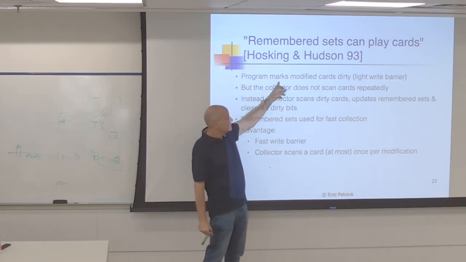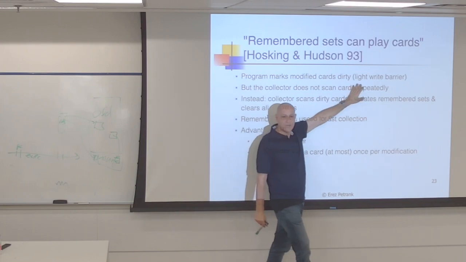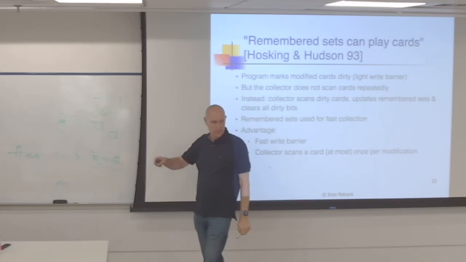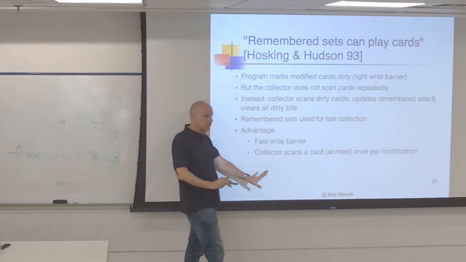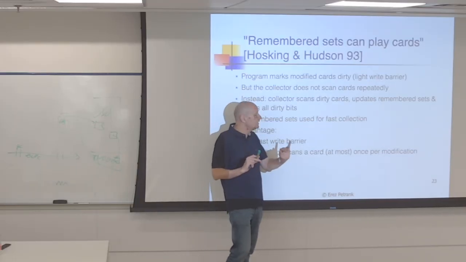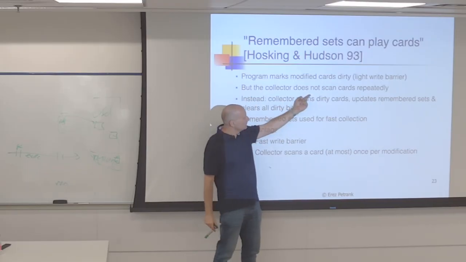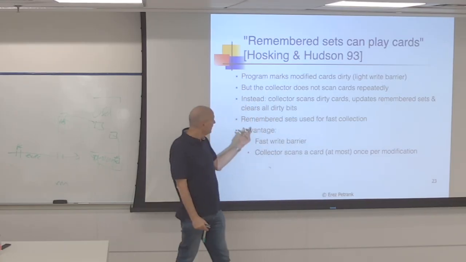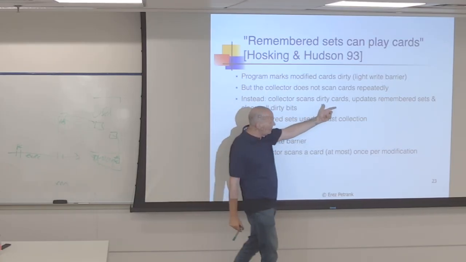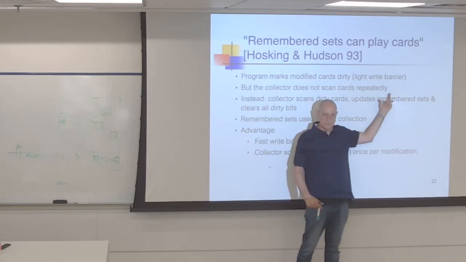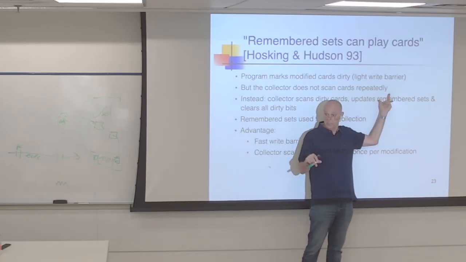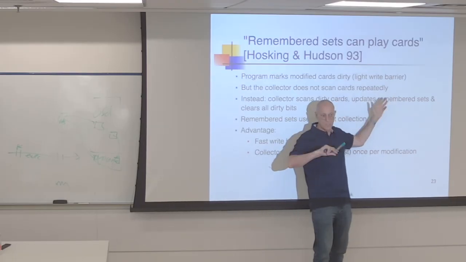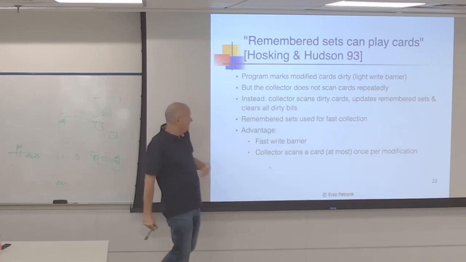So the program just does the light write barrier. The best thing for the program is to just mark cards when a pointer is changed. That remains the same. So the program still uses this really light write barrier, but the collector doesn't scan the cards repeatedly with each young generational collection. It scans dirty cards, updates the remembered sets with all the intergenerational pointers that it finds, and then it clears the dirty bit of the card, and it doesn't have to scan it again if it's not changed again.